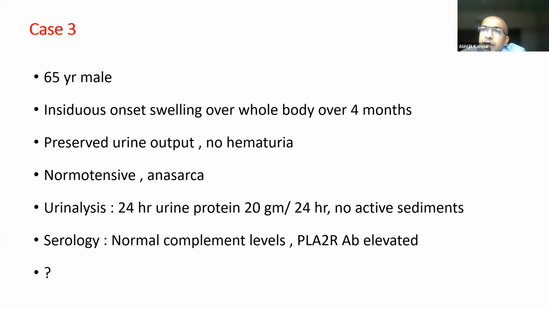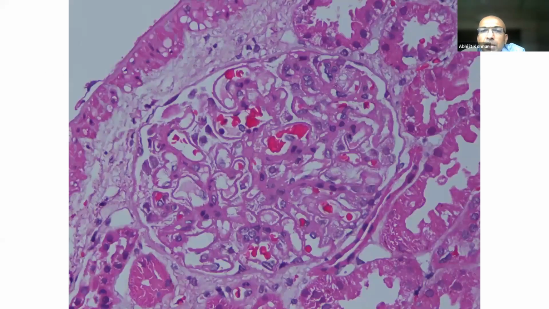PLA2R levels elevated. This is very specific. There's nearly 100% specificity for membranous nephropathy. So what are we dealing with here? So I'm immediately going on to the glomerular high magnification view. This is a hematoxylin eosin stain, and let's see the various compartments of the glomerulus. One is the capillaries. They are all patent, so no problems there. Mesangium, the mesangial cells are normal.